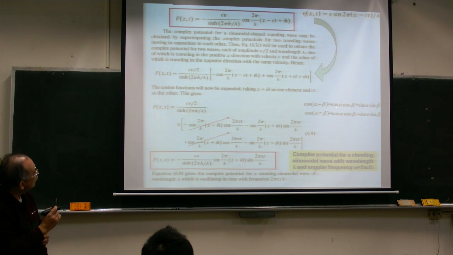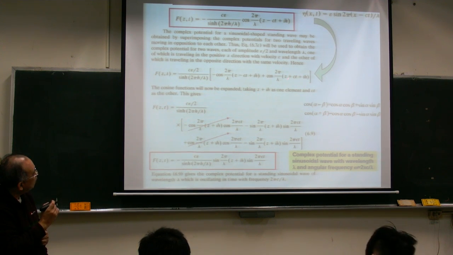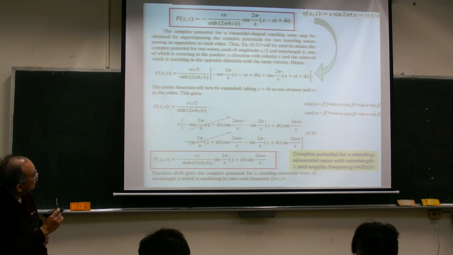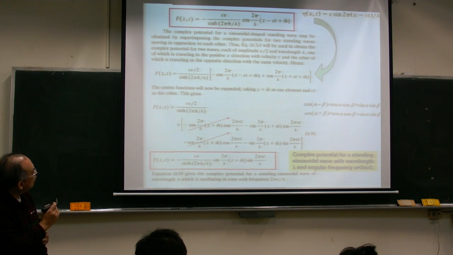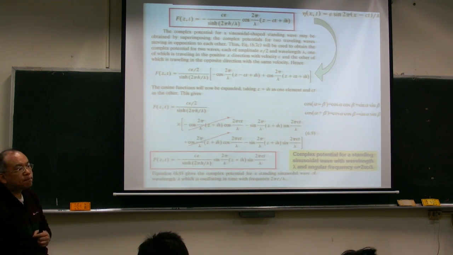Beta is our CT. So this equals cosine alpha cosine beta plus sine alpha sine beta. So we have a cosine alpha cosine beta minus sine alpha sine beta for the first term here. And for the second term here, again, we do the similar thing. However, this time Z plus IH is equal to our alpha, and the CT is our beta. So we have alpha plus beta, so we have to apply this formula here. This formula gives us cosine alpha cosine beta minus sine alpha sine beta. So for this term here, we have cosine alpha cosine beta minus sine alpha sine beta.